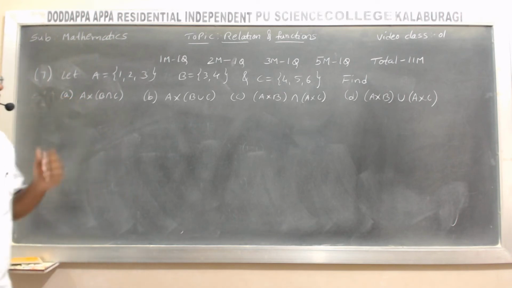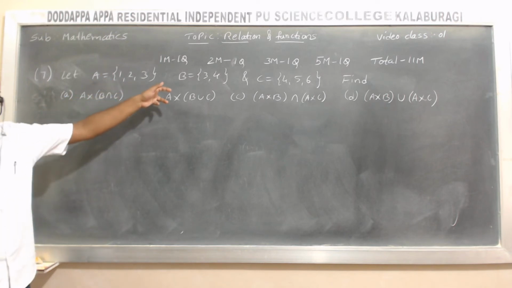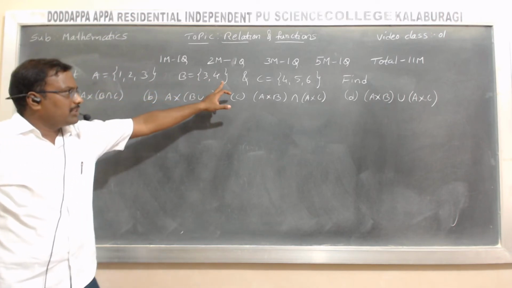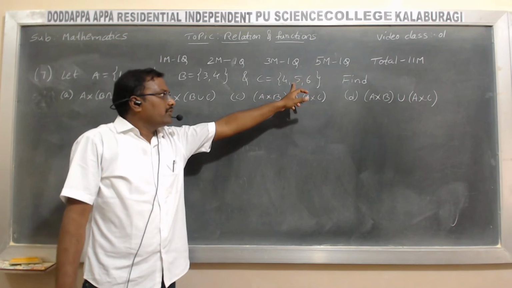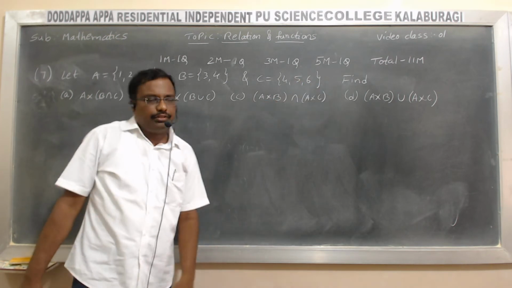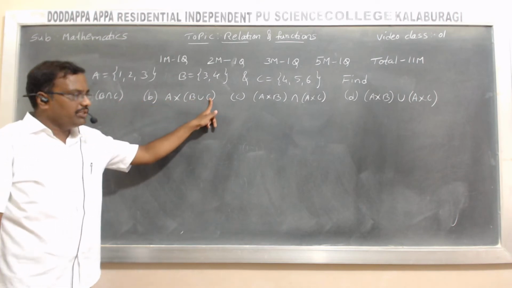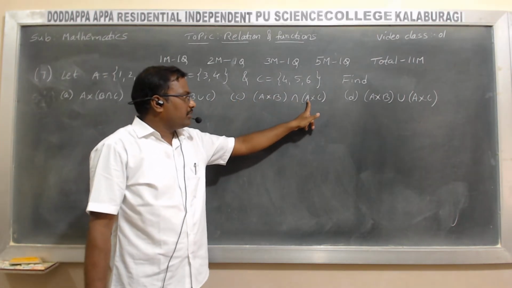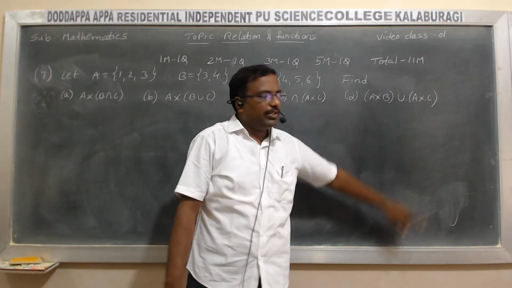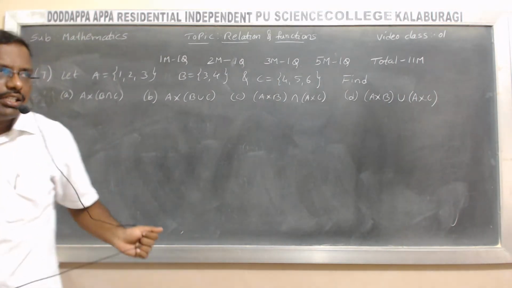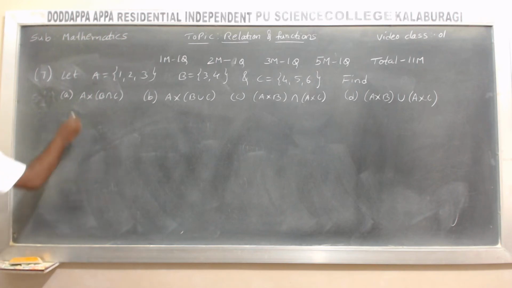Okay, so we discuss some other problems. Here what is given? Let A be the set of 1, 2, 3, B the set of 3, 4, and C the set of 4, 5, 6. Then you can find A cross (B intersection C), A cross (B union C), (A cross B) intersection (A cross C), and (A cross B) union (A cross C). So you have to solve one by one. First one, take the given value. What is the given value?